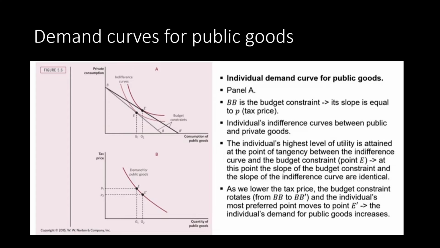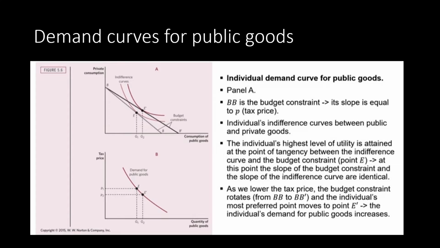So we're going to look at the demand curves for public goods, individuals' demand curves for public goods. There's panel A and panel B. Seen on panel A is the budget constraint. Its slope is equal to P, the tax price that we saw in the equation earlier. The indifference curves between public and private goods are also there. Those ones you've seen, they're marked.